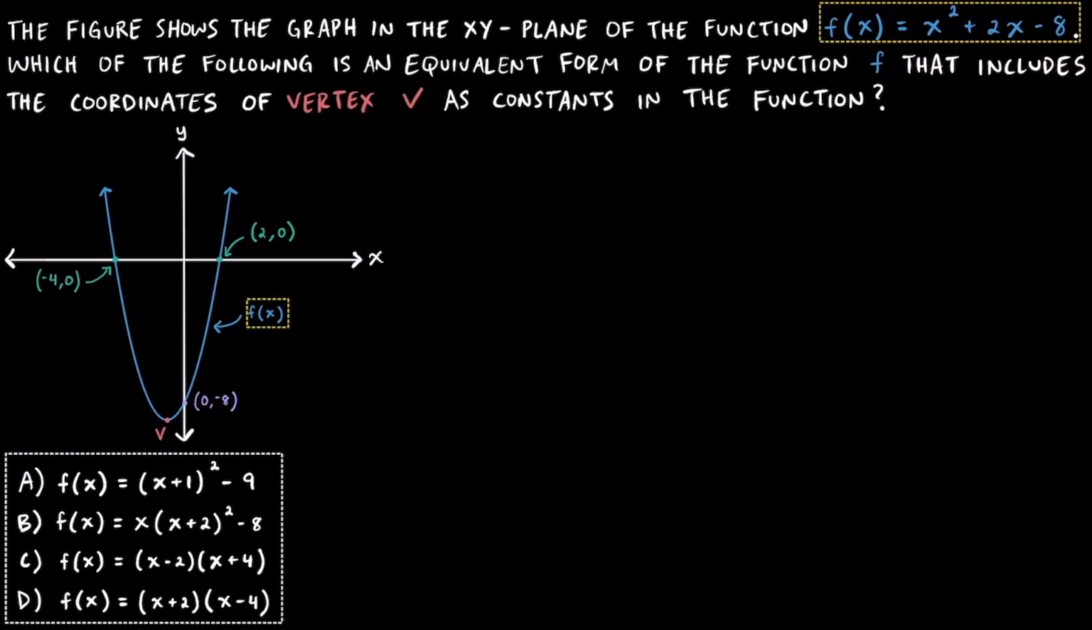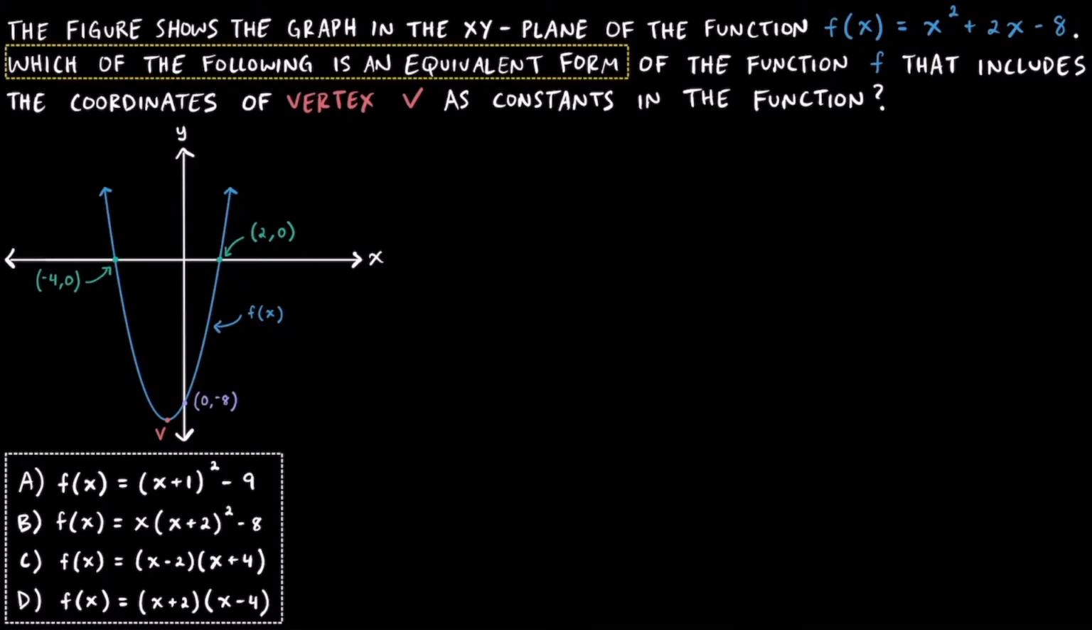That's this quadratic or parabola curve sketched down here. The question is, which of the following is an equivalent form of the function f that includes the coordinates of vertex v as constants in the function? Below to the left, these are our 4 options to choose from. And just so you're aware, vertex v is located at the bottom of the parabola at the minimum.